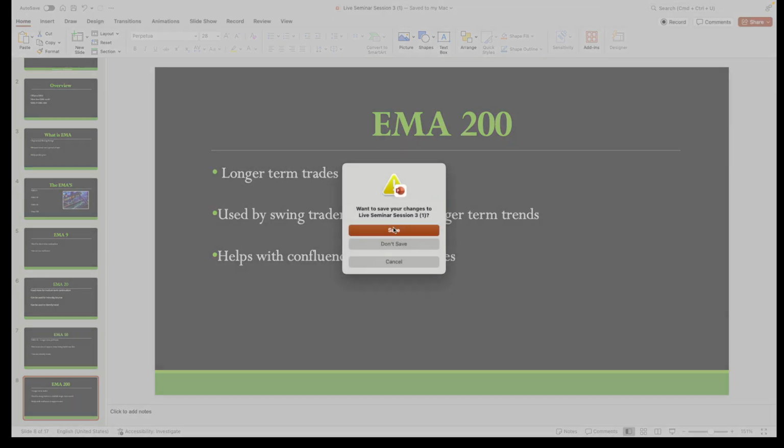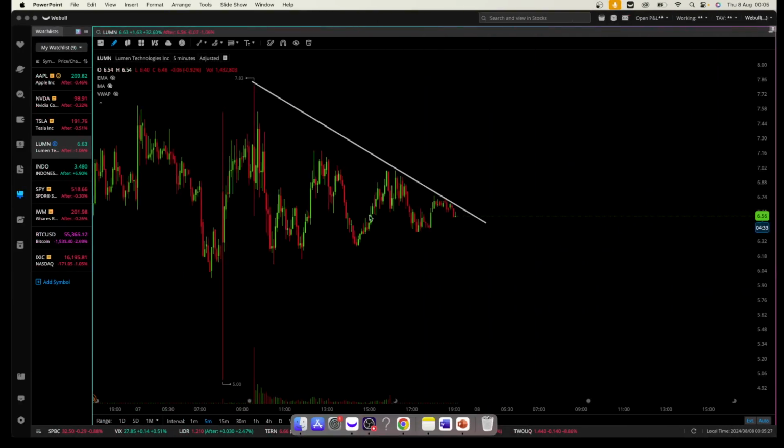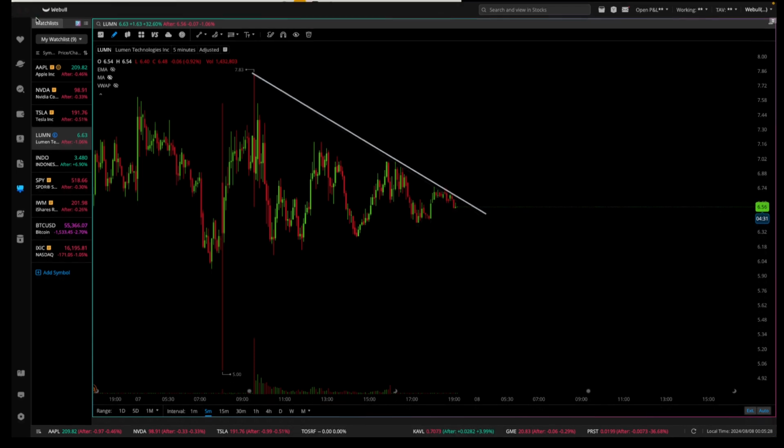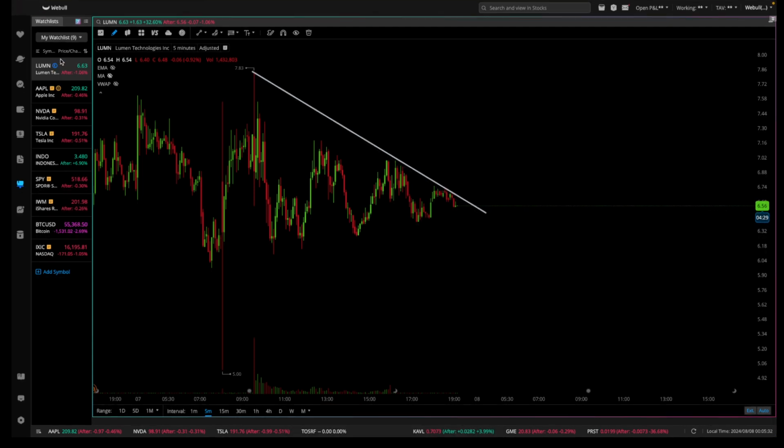Let's go through each and every single EMA now. Now, let's go to our chart. Let's start with LUMN. I want to start with the EMA9. So I will be switching off the other indicators. So let's just go to our indicator settings.